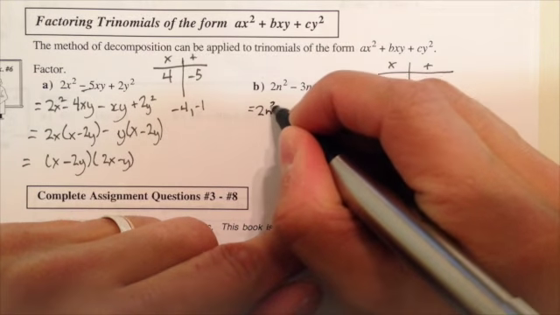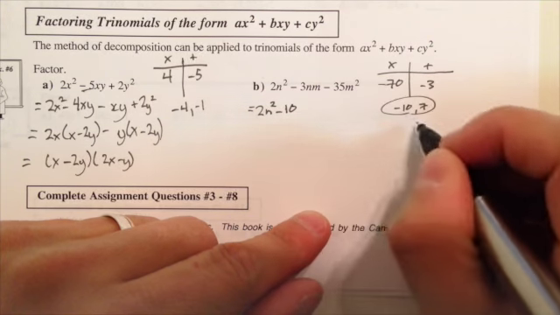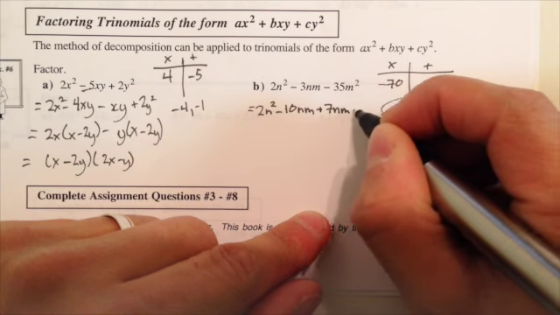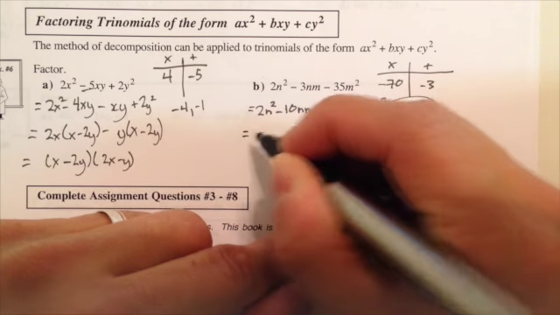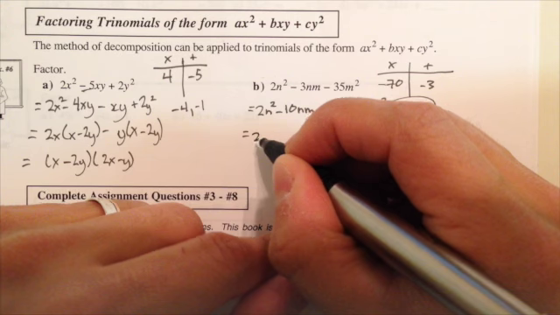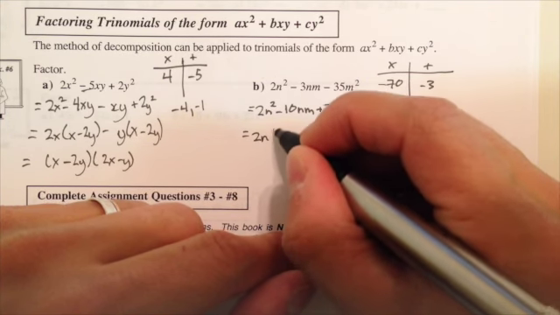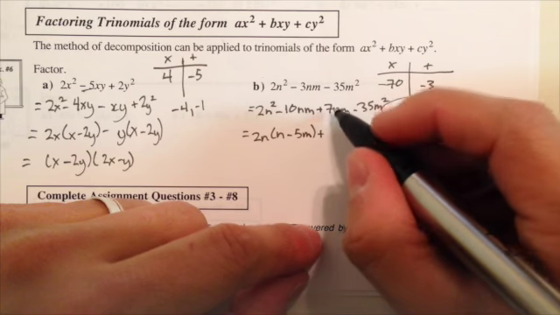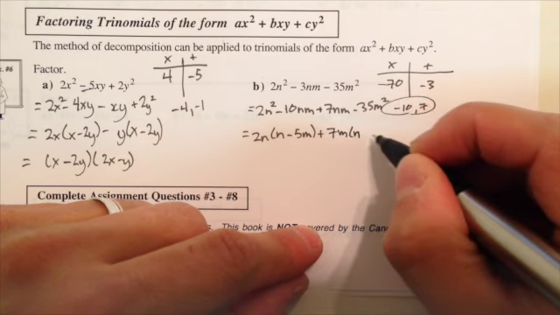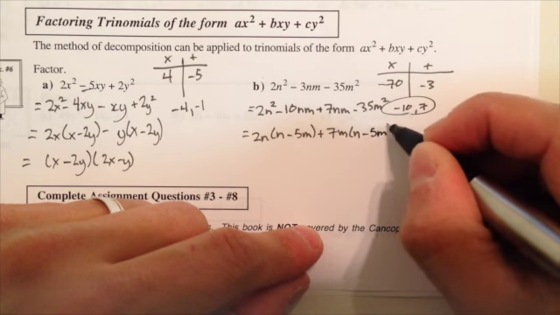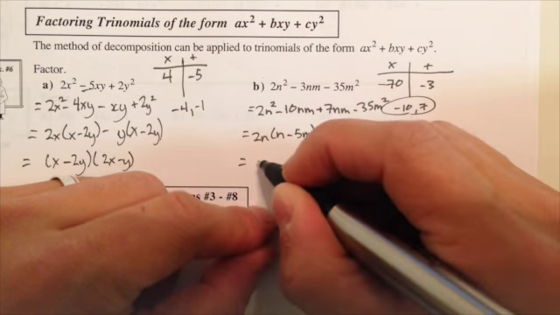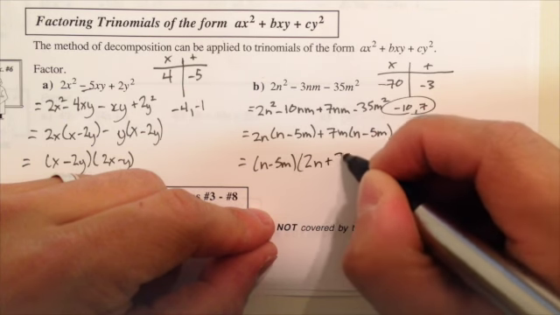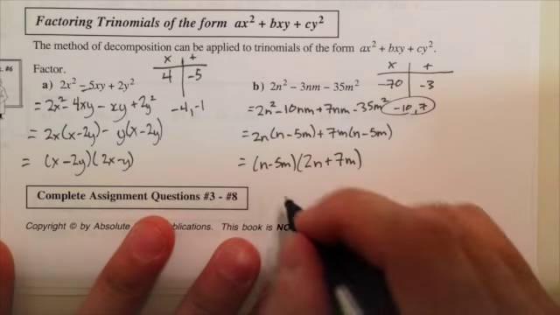Okay, and so then 2n squared minus 10nm plus 7nm minus 35m squared. Both of the first two are divisible by 2n, which would give me 2n times n minus 5m, plus, they're both divisible by 7m, 7m times n minus 5m. And then finally I'm going to have n minus 5m times 2n plus 7m. That is my final answer.